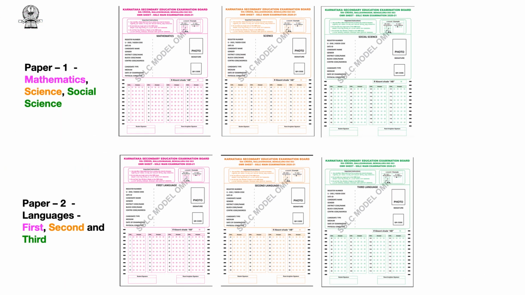This is how your OMR sheet will look like. The paper 1 will have mathematics in pink, social science in green and science in orange. Similarly, paper 2 will have pink for the first language, second language will be orange and the third language will be green.